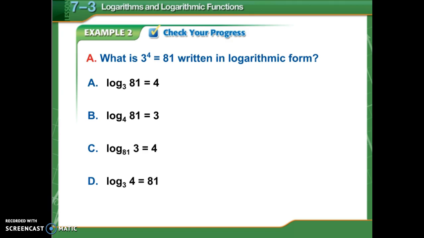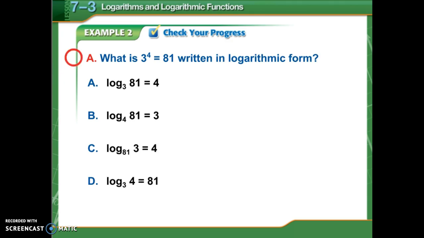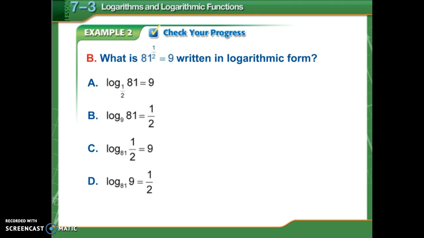Okay, some check your progress. We're going to do 3 to the 4th equals 81 and write that in log form. Our answer for this one is choice A: log base 3 of 81 equals 4. Part B, 81 to the half power equals 9. Write that in log form. And this time we have choice D, log base 81 of 9 equals 1/2.